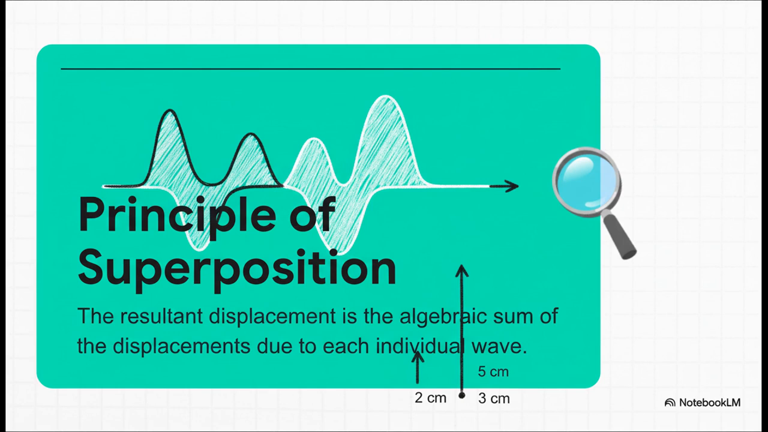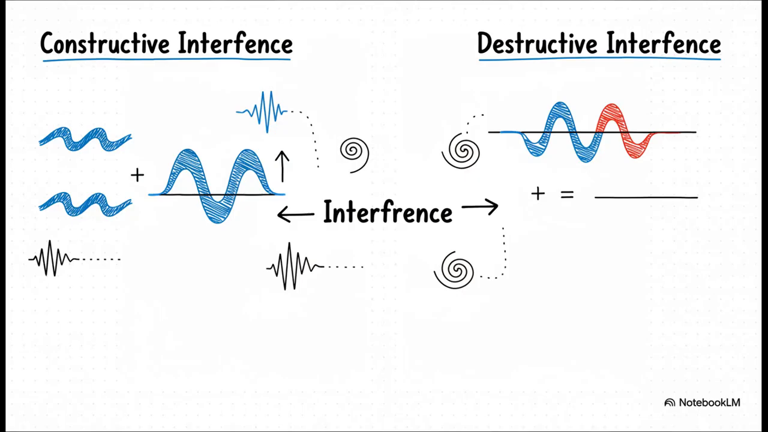It sounds fancy, but it's super simple. At any point, the total height is just the sum of the individual heights. If one wave says go up 2 and another wave at the same spot says go up 3, the result is go up 5. Simple as that. And this simple idea of adding up leads to something we call interference.